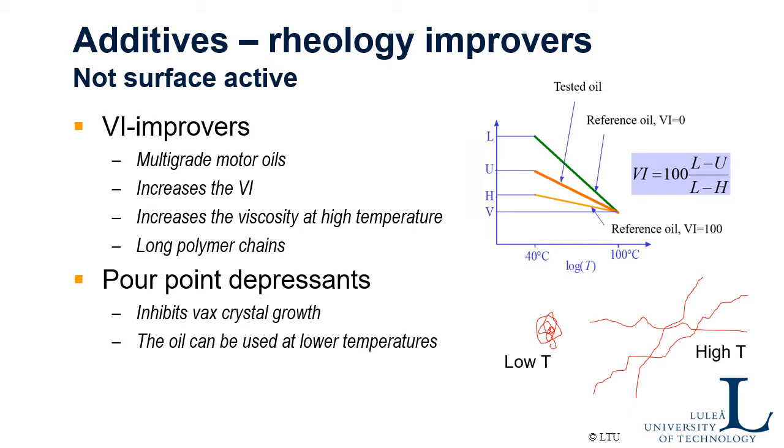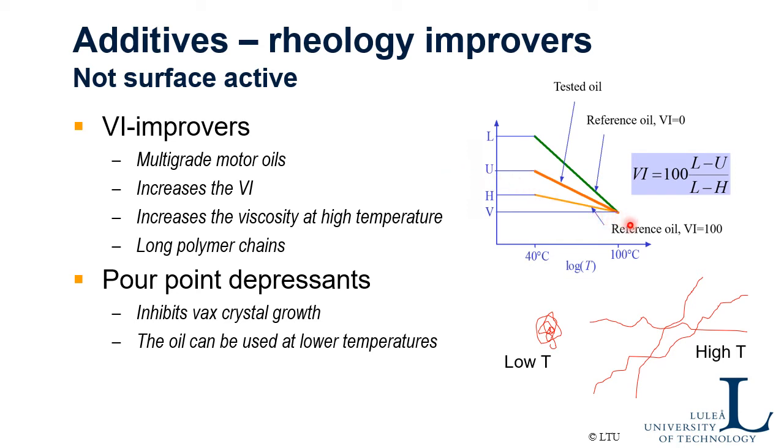You have that in multigrade motor oils, for example, because back in the days you actually used one winter oil and one summer oil because the viscosity was varying so much with temperature. But by using the VI improvers, you can have a multigrade oil, and that means that you reduce the influence of temperature on the viscosity. It's called VI improvers, viscosity index improvers, because viscosity index is a measure of the influence of temperature on viscosity. It's a very strange number.